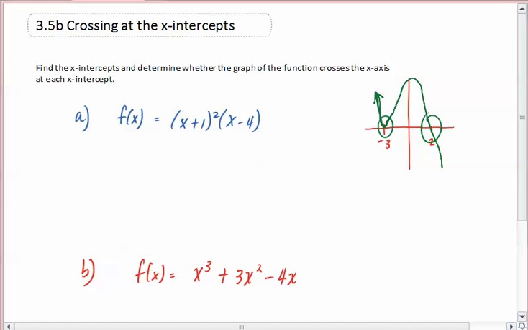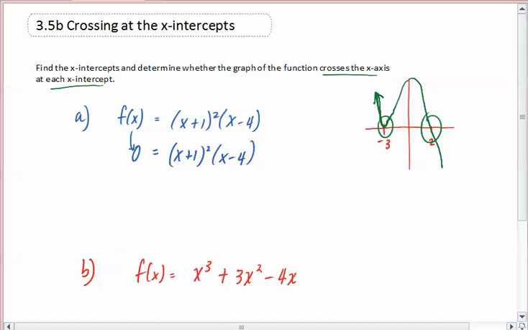So the directions say find the x-intercepts and determine whether the graph of the function crosses the x-axis at each x-intercept. If it doesn't cross, then it's obviously going to bounce. Okay, so let's take a look at this. They first want us to find the x-intercepts. So to find x-intercepts, I obviously make the y a 0. Okay, so that's my first step. Make the y 0.